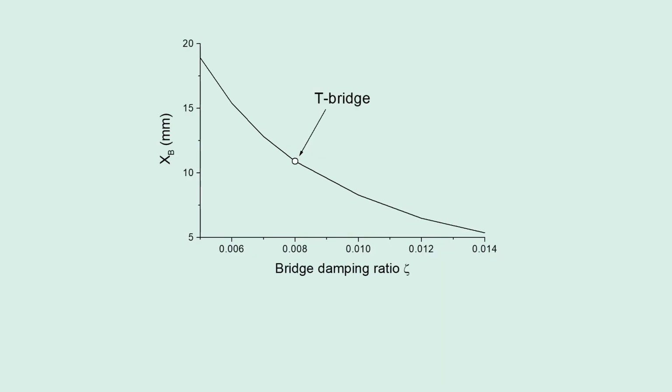This shows the calculated lateral girder displacement with the bridge damping ratio zeta. Smaller damping increases the girder response. It is not easy to predict bridge damping in the design stage. In general, slender and light bridges have low damping. When you design such a bridge, be careful.